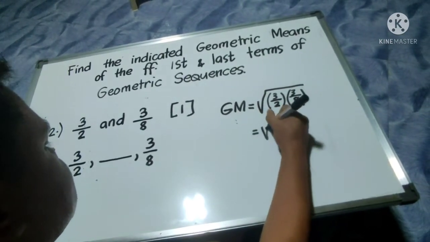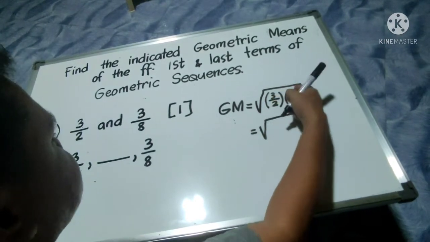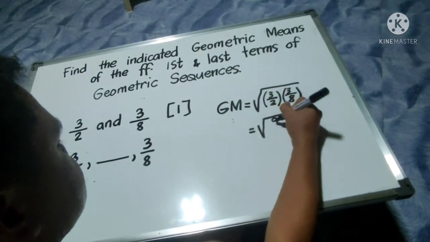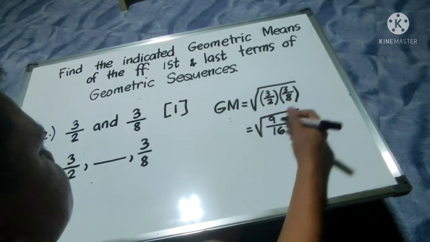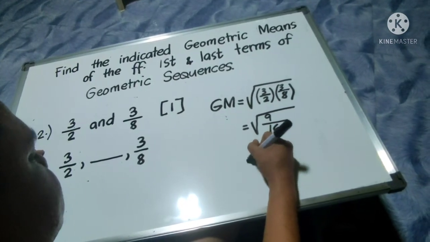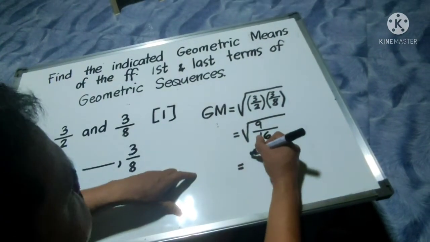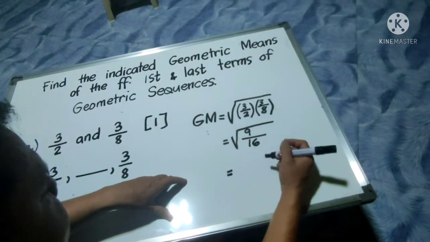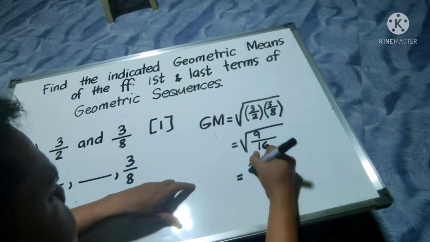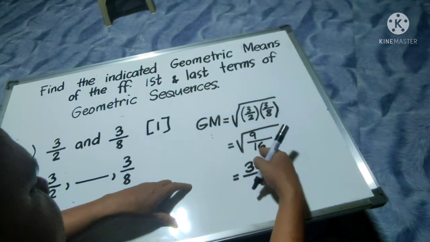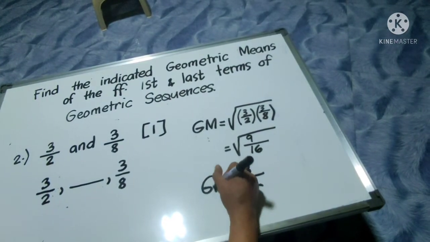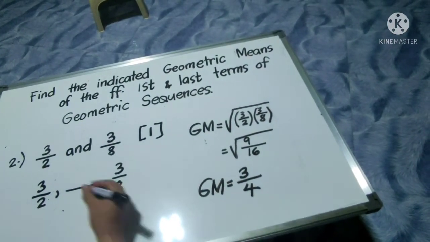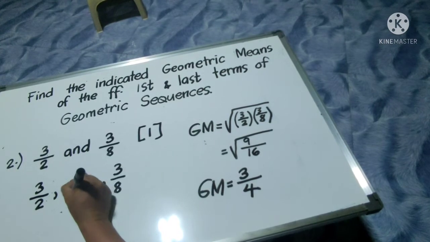Okay? So that is the square root of 3 times 3, numerator to numerator, that's 9, over 2 times 8, which is 16. Simplify further. What is the square root of 9? The square root of 9 is 3. What is the square root of 16? 4. So our geometric mean is 3/4. That simple.